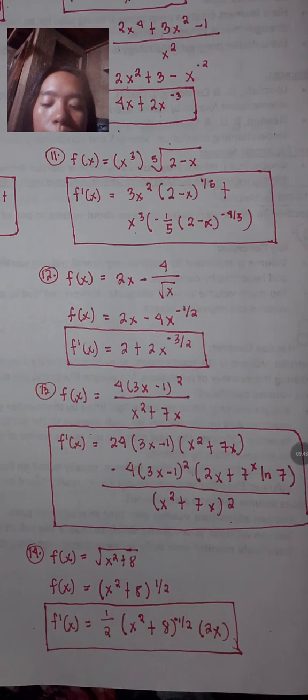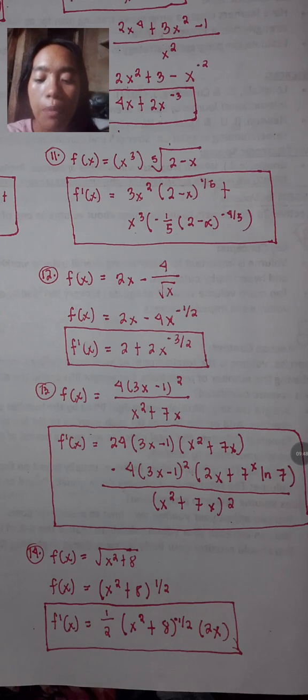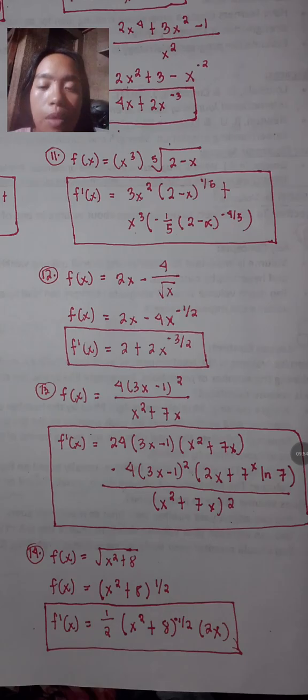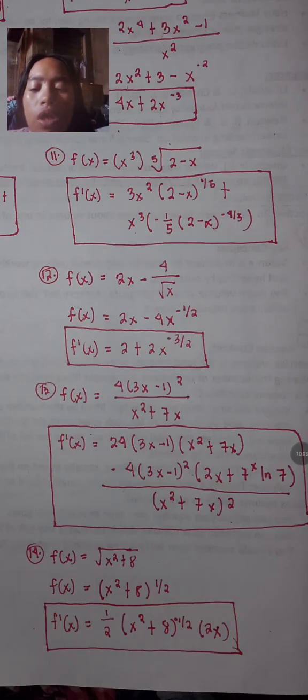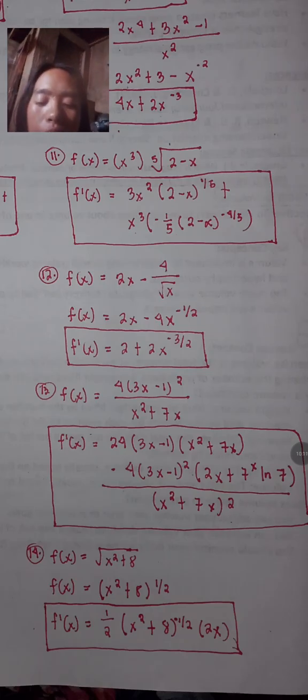And number 14, we have f of x is equal to the square root of x squared plus 8. We can change this into a simpler form so that we can solve easily. It becomes f of x is equal to the quantity of x squared plus 8 raised to 1/2. We will use the chain rule for this.